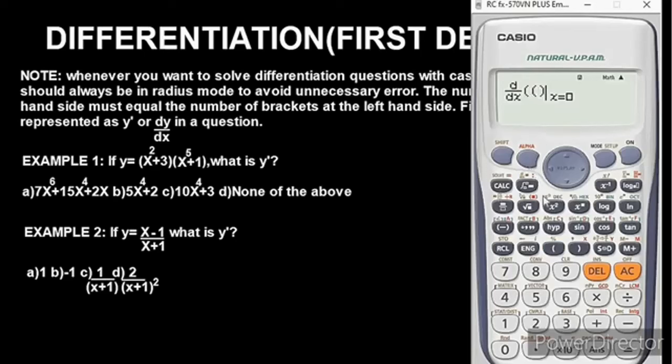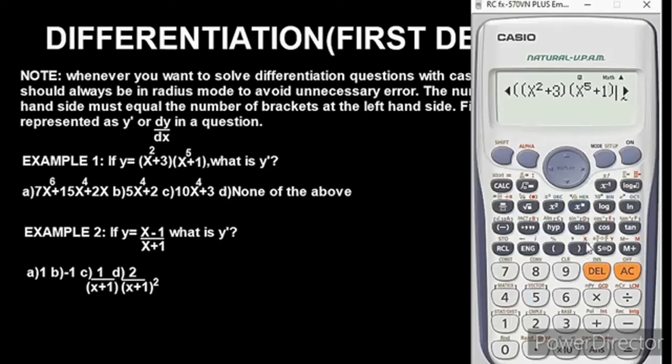To bring out x, you have to press alpha first. If you press X before alpha, it will not come out. Or if you press S alone, it will not come out. So you have to press alpha first before you press X. So x squared plus 3, then open a new bracket, and press alpha X. That will have x raised to the power 5. You use the power function and come down, plus 1.